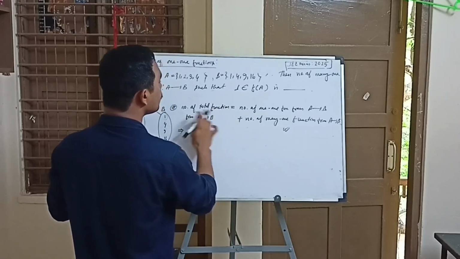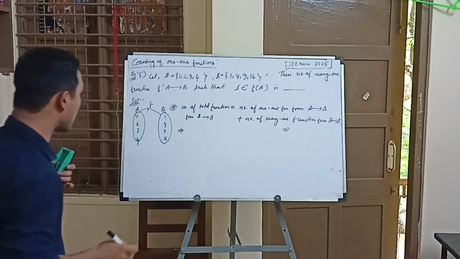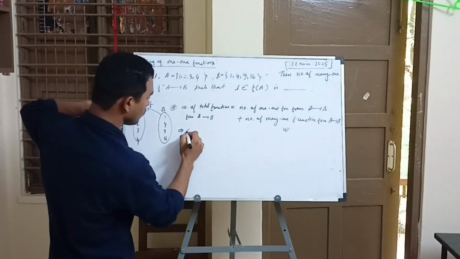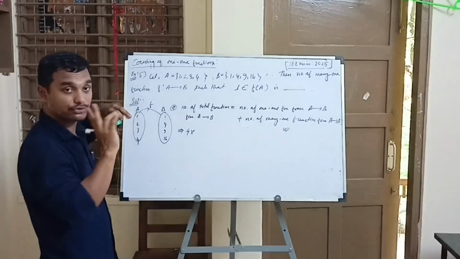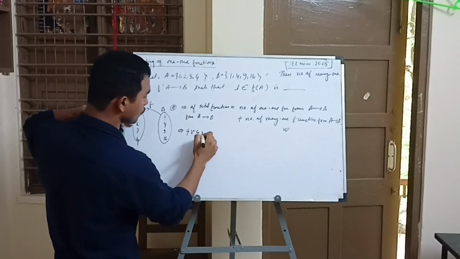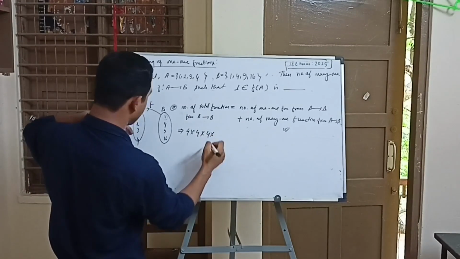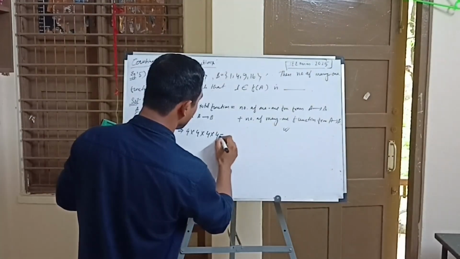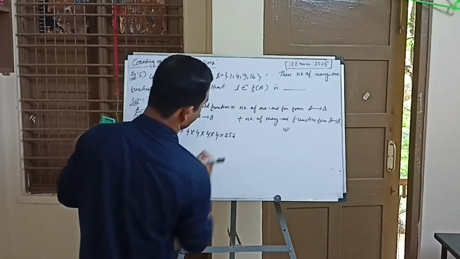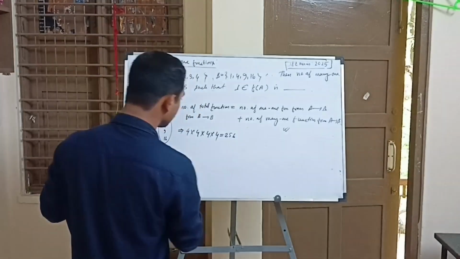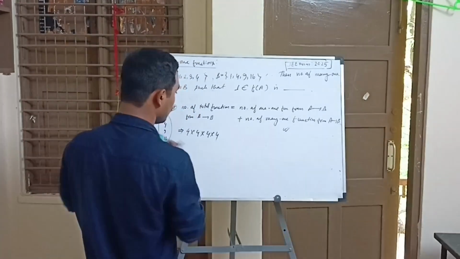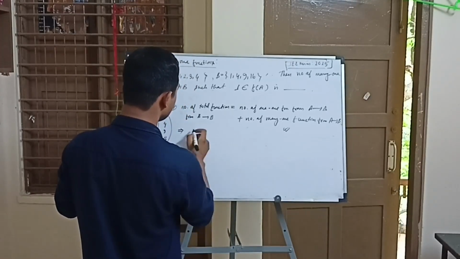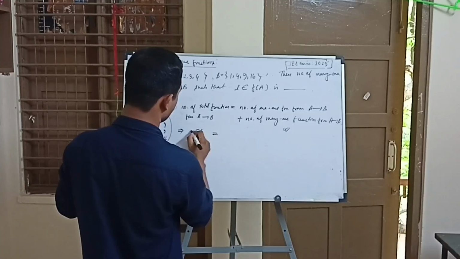The total number of functions from A to B. How many? See, the image of 1 has 4 choices, the image of 2 has 4 choices, the image of 3 has 4 choices, and the image of 4 has 4 choices. Correct? This is 256. Let me erase this. This is 256.